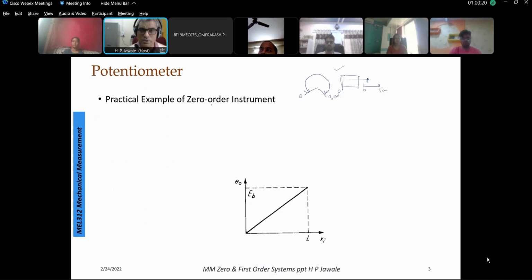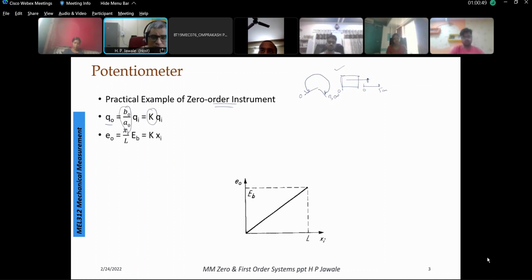So this potentiometer is a very good example of the zero order instrument because the response of the system is linear, and the constants other than A0, B0 are not going to play a role in the particular mathematical formulation. So the equation for this will be very simple: QO equals B0 by A0 times QI, which is nothing but K times QI.